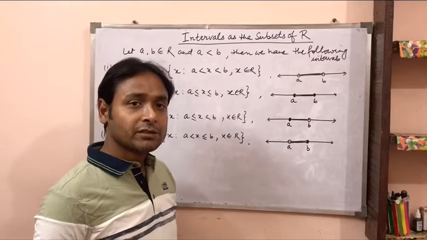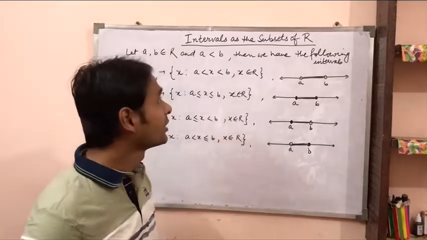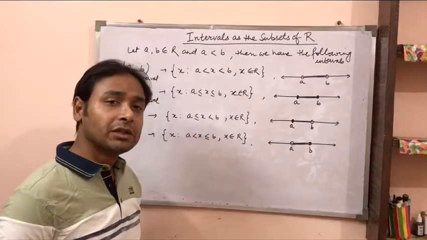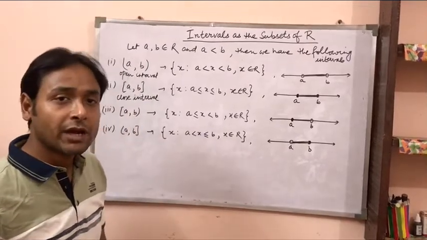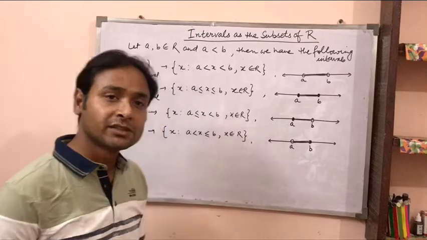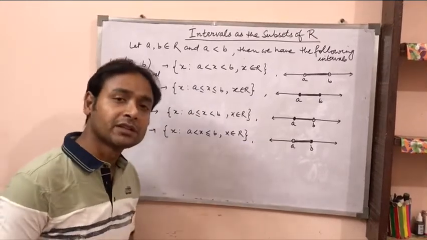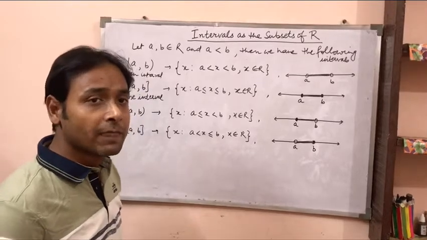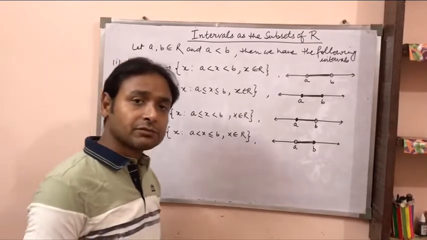Now today this is the fourth lecture of set theory. In the last three lectures, in lecture 1 we did set theory and its set representation. In the second lecture we did the types of sets. In the third lecture we did subset of a set, proper set, power set. Now we are continuing the set theory.